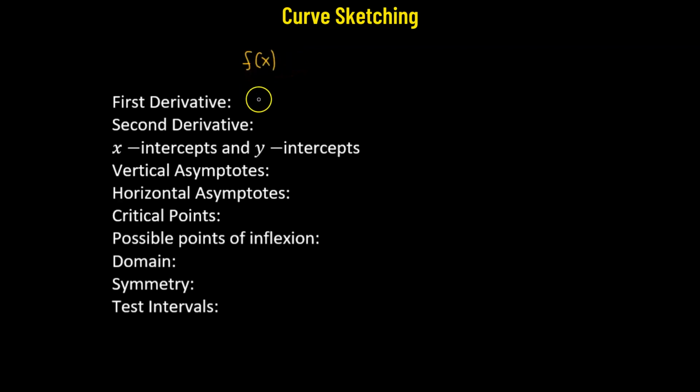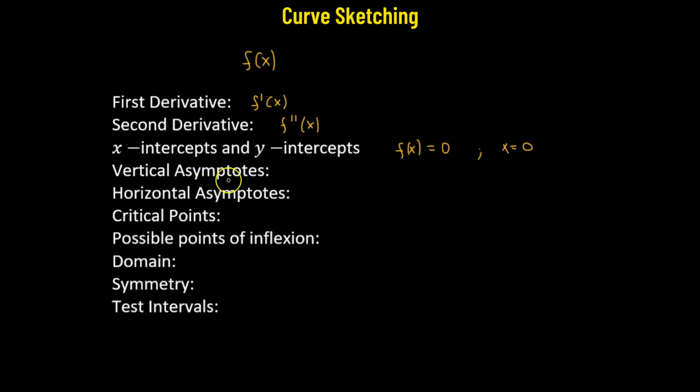Whatever be the case, we will start by taking its first derivative. Then we will also find its second derivative as well. Once we have that information, we will find its x-intercept and the y-intercept. The x-intercept can be found by simply letting f of x equal 0 and solving for x. And to find the y-intercept, we let x equal 0 and find the value of y. So x-intercepts and y-intercepts are the points where the graph of f of x is going to cross the x and the y-axis respectively.